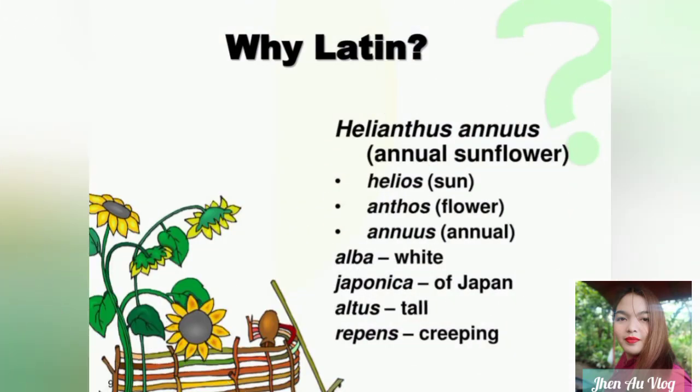Another example, Helianthus annuus is the scientific name of the sunflower. Helios means sun, anthos is flower, while annuus is annual, because the sunflower is an annual plant. Basilia alba, which is the alagbati, means white or light green alagbati, while the red one is Basilia rubra. Rubra means red. Then japonica means of Japan. Then altus is tall. Then repens is creeping.